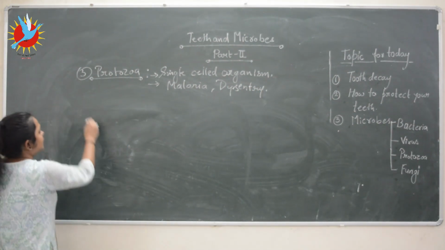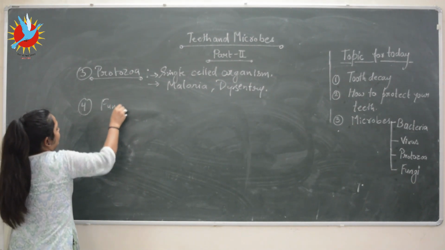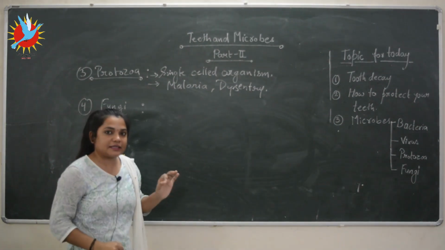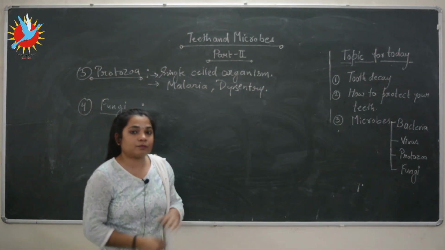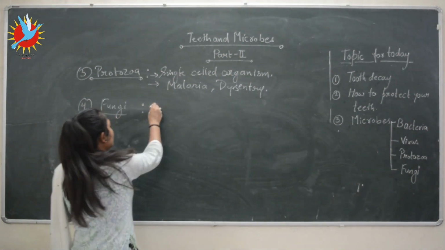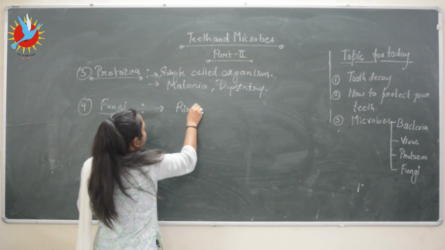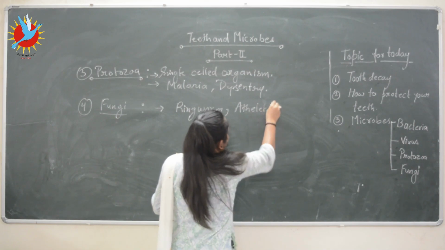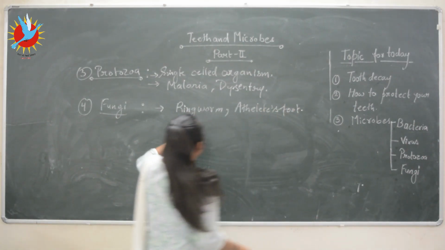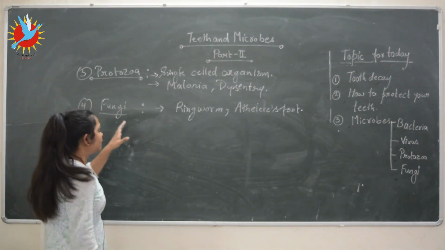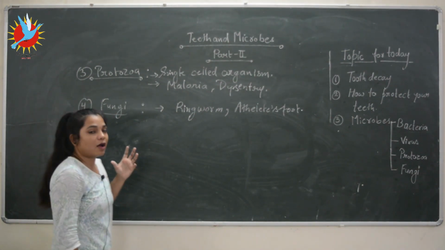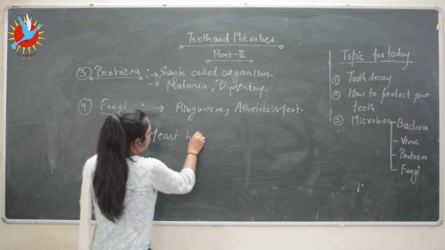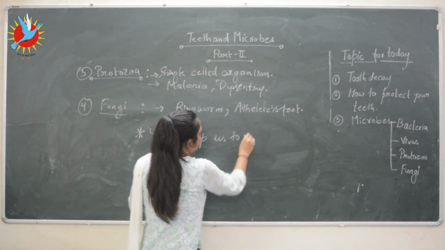Okay, now the fourth one is fungi. Well, students, these can cause skin diseases such as ringworm or athlete's foot. Okay, so these can cause ringworm or athlete's foot. Okay, these are skin diseases. Also, there are some good fungi that help us in preparing our food, such as yeast. Okay, so yeast helps us to make bread.